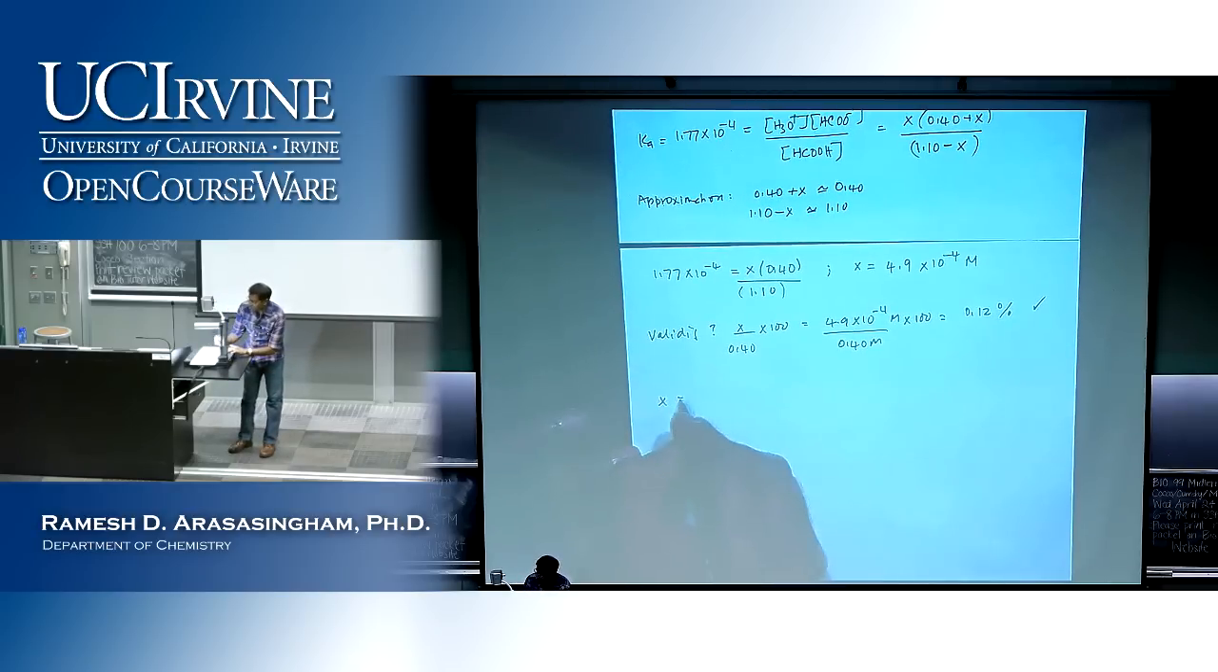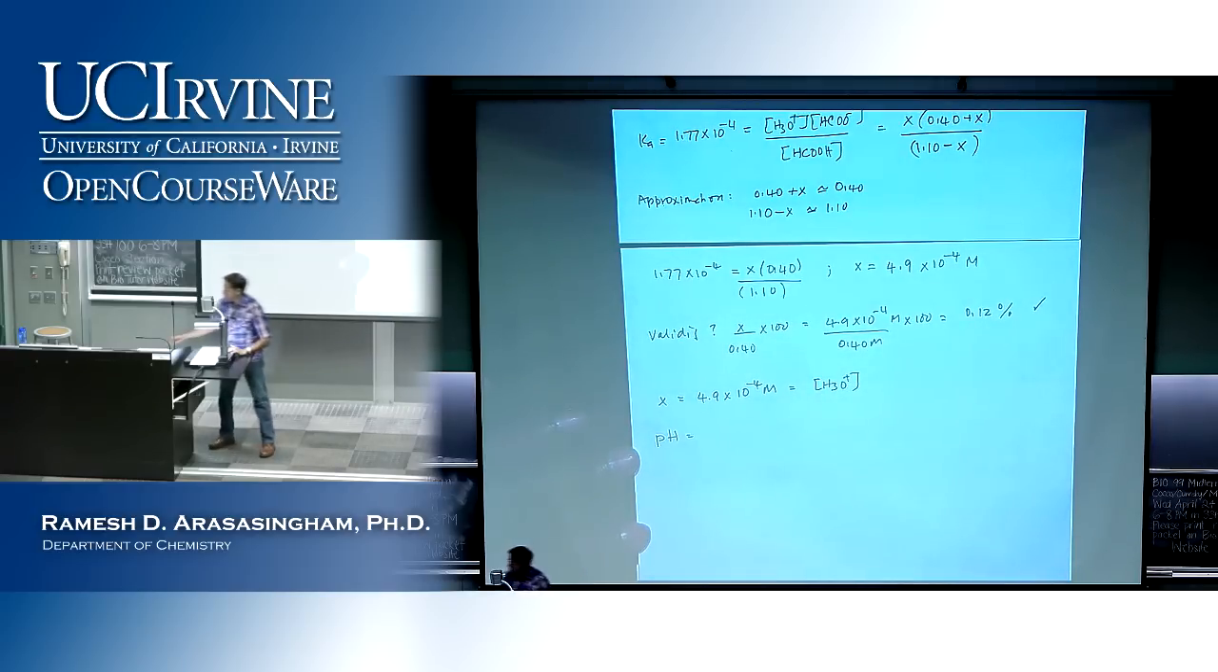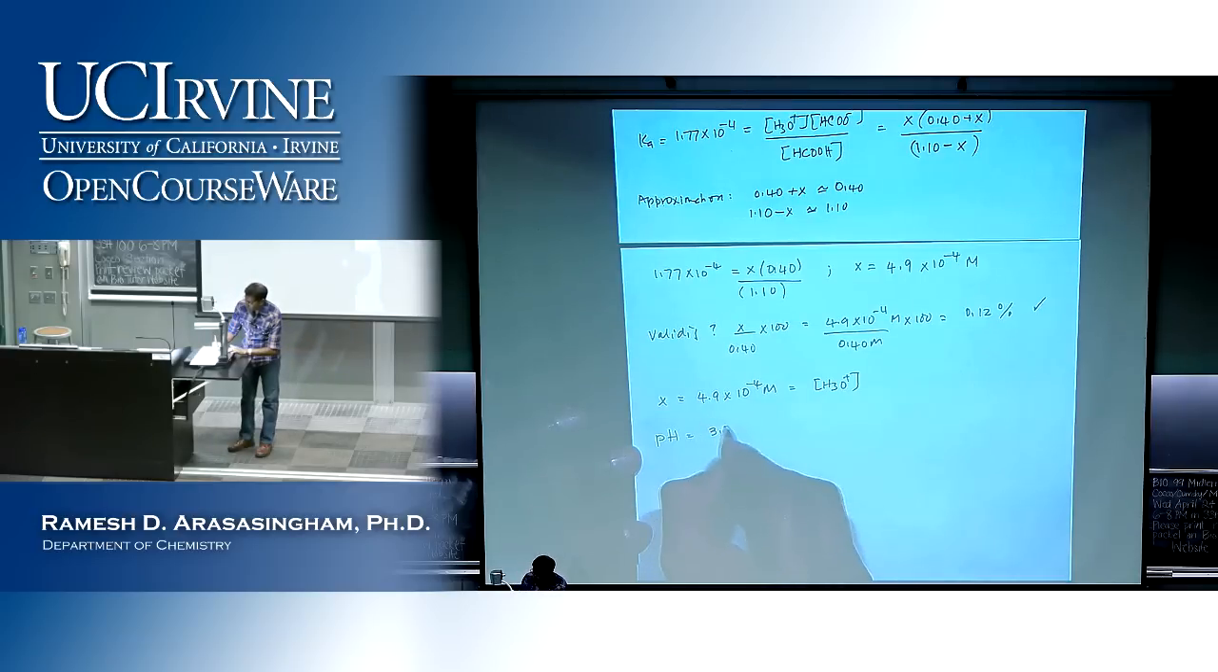And so we know x is 4.9 times 10 to the negative 4 molar. Therefore, x equals the hydronium ion concentration. And so pH is the negative log of that, and it comes out to be 3.31.